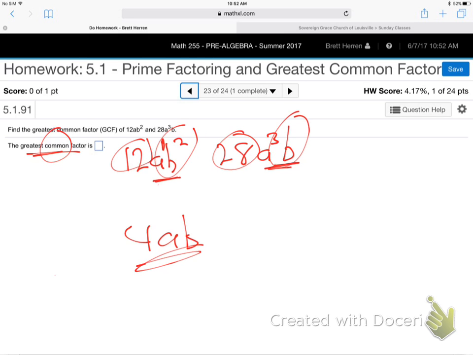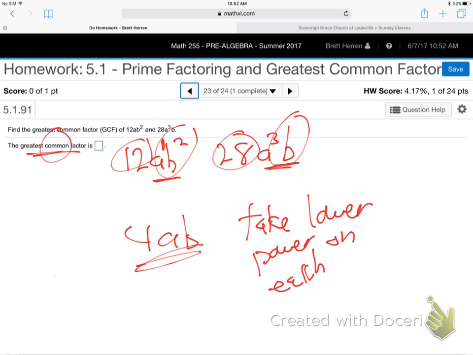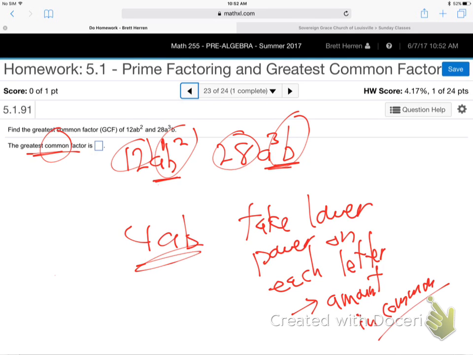Because whenever you're talking about what people have in common, you're taking the lower amount, right? If this guy has 1A and this guy has 3 A's, they both have 1A. That's what they have in common. It's the lower power. So you take the lower power on each letter. That's the amount in common.